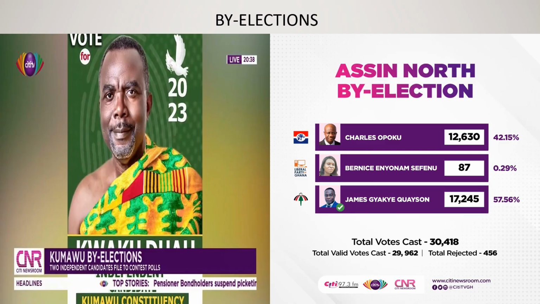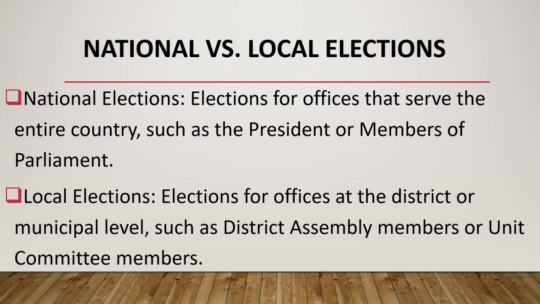You see here a flyer of the Kumawu by-election, where there was an independent candidate who broke away from the party and also had to contest. Also, the Asin North by-election results, where you saw Honorable Jacob Kwesi won. This report was from City Newsroom. Credit to City Newsroom. And then the national versus local election.